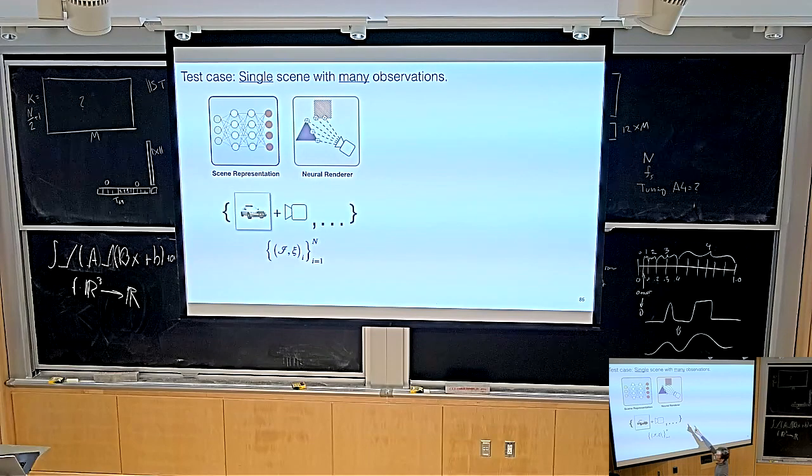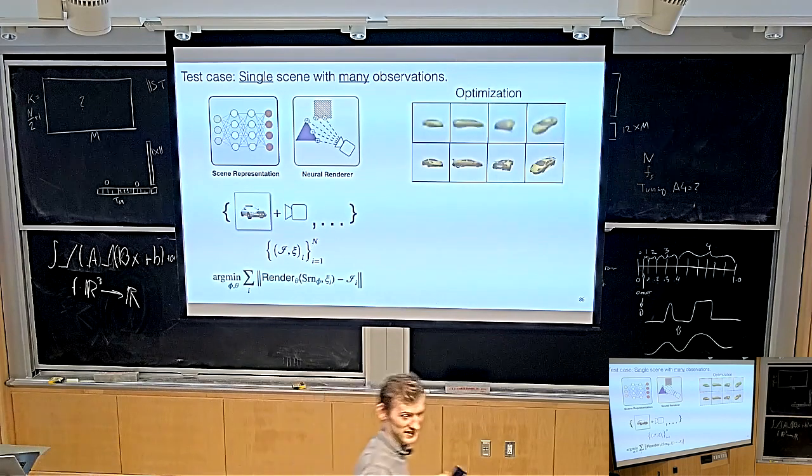So we pick a differential renderer, which in that case was sphere tracing. We pick our scene representation as a neural network that maps a 3D coordinate to a signed distance and a color. Now we have a data set. Let's say we have lots of images of a single car. And now we can just implement this and hit it with a deep learning stick. What falls out? It looks like this.